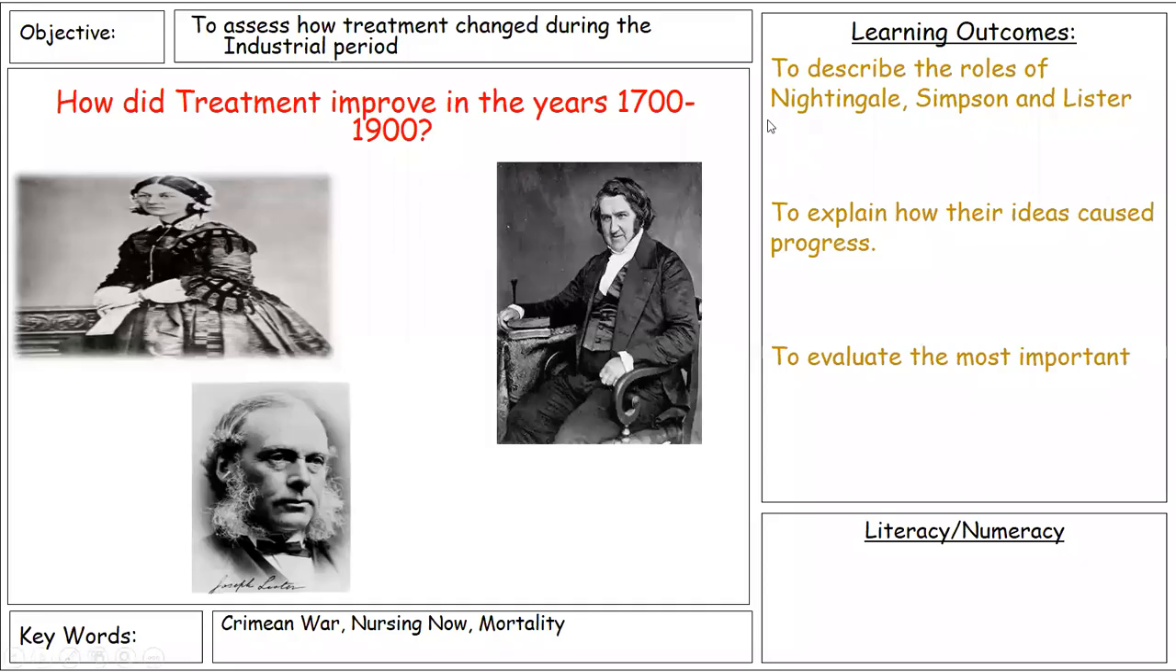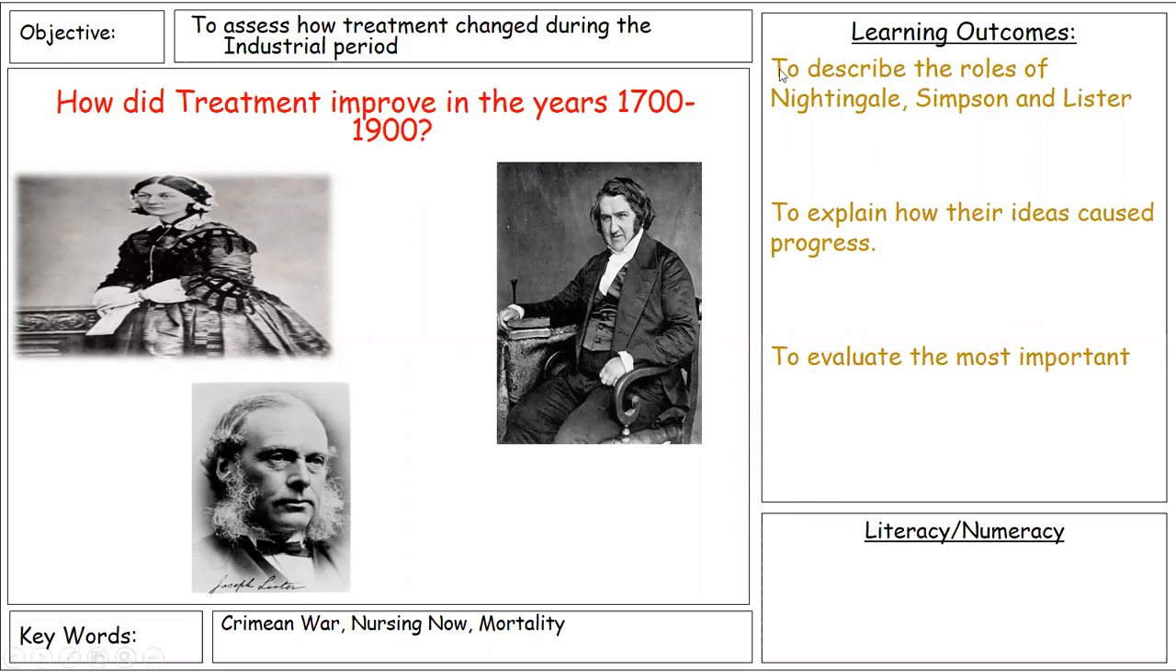Now, this lesson is going to be focusing on the industrial period. This is one of the periods that people tend to make the most mistakes on, mixing them up in terms of cause, treatment and prevention. What this is going to focus on is treatment. How did treatment improve in the years 1700 to 1900?